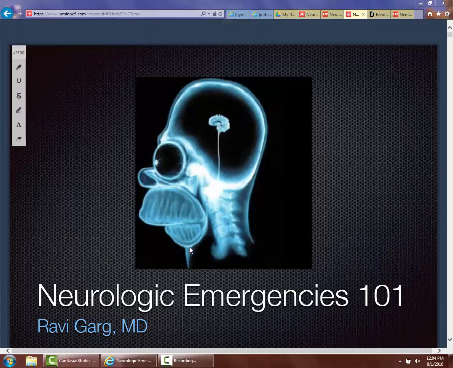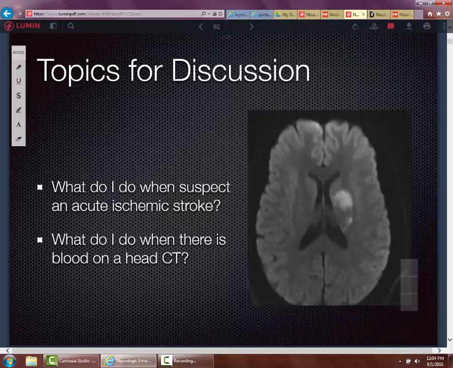So today I picked two topics that I think are relevant for everyone to learn, especially if you're in internal medicine, regarding neurologic emergencies. The topics that I want to discuss today are: what do you do when you're suspecting acute ischemic stroke, and what do you do if you get a head CT and there's blood on the head CT?